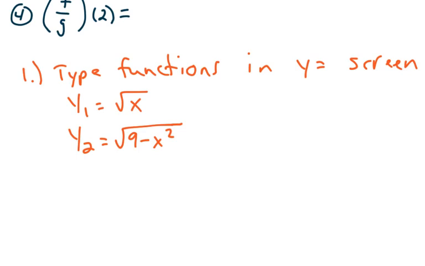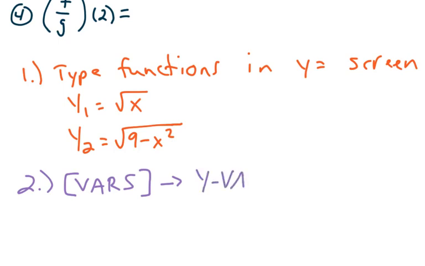Step number 2, you're going to hit the vars button. So V-A-R-S. You're going to find it right next to clear. Okay, it's in the 4th row down. It's the first row of 5. It's the same row as the math button. You're going to hit the vars, and then you're going to arrow over to y vars, and then option number 1. And when you do that, you're going to get a list of y1, y2, y3, y4, all the way down.